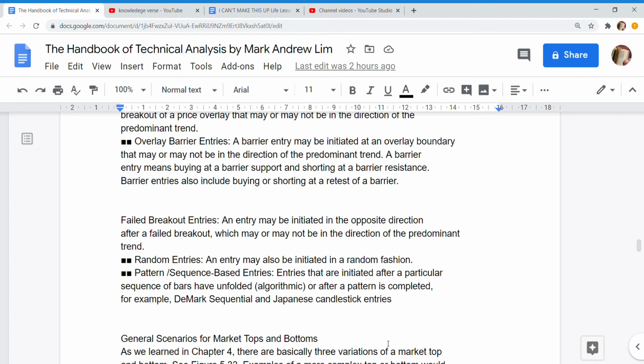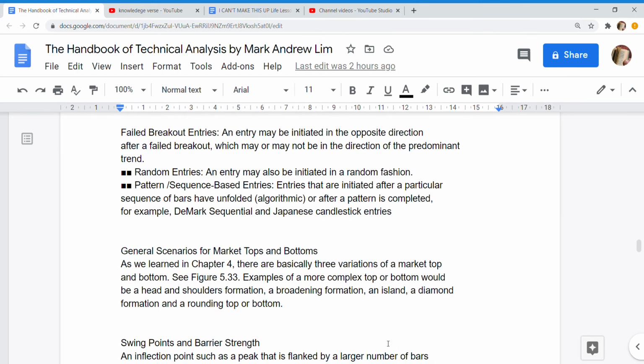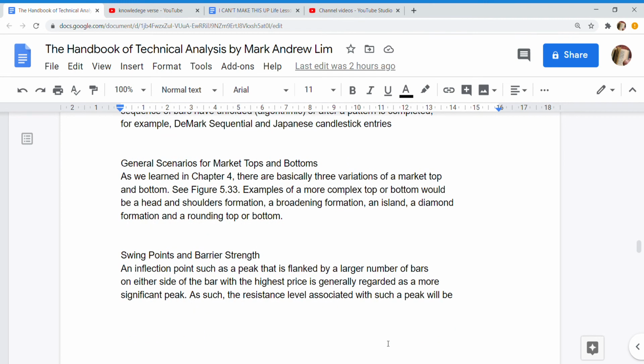General scenarios for market tops and bottoms. As we learned in Chapter 4, there are basically 3 variations of a market top and bottom. See Figure 5.33. Examples of a more complex top or bottom would be a head and shoulders formation, a broadening formation, an island, a diamond formation, and a rounding top or bottom.